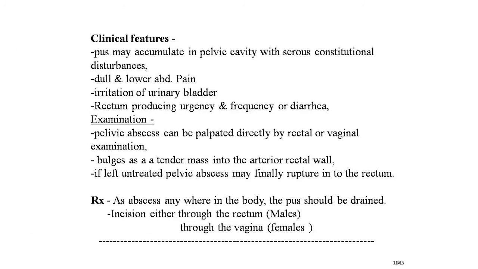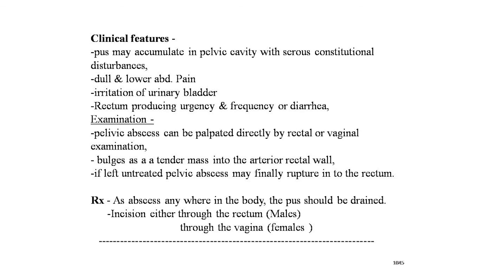Now the clinical features: pus may accumulate in the pelvic cavity with serious constitutional disturbances, dull lower abdominal pain, and irritation of the urinary bladder and rectum producing urgency and frequency or diarrhea. On examination, a pelvic abscess can be palpated directly by rectal or vaginal examination. It bulges as a tender mass into the anterior rectal wall. If left untreated, a pelvic abscess may finally rupture into the rectum and also develop a fistula.